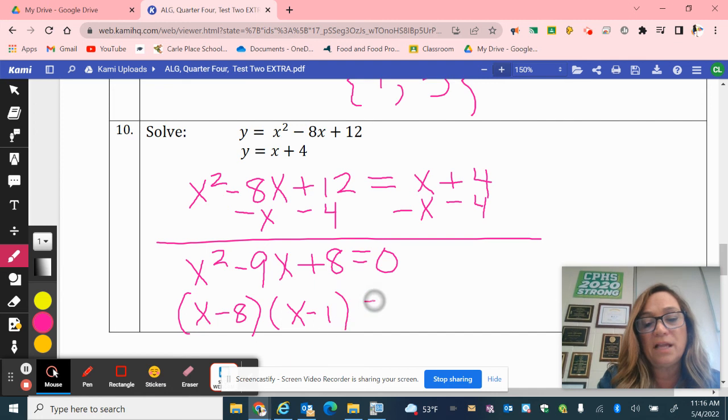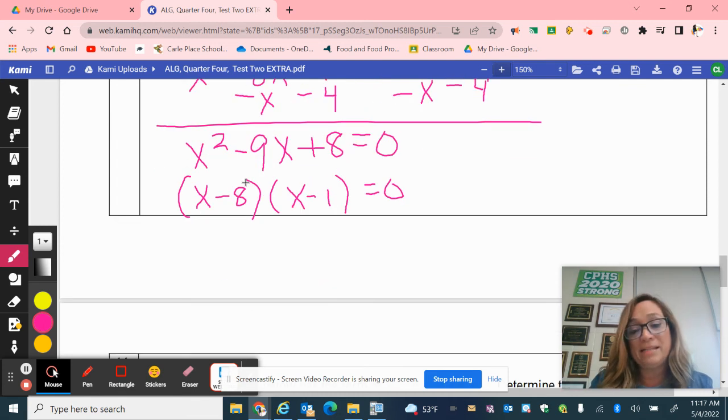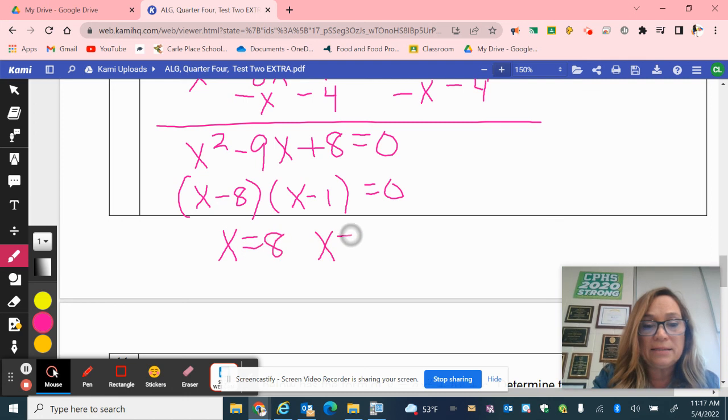So when it comes to solving a quadratic, you have 2 big choices: graphically or algebraically. And under algebraically, you can factor, you can complete the square, or you can use the quadratic formula. You pick. It doesn't matter. So you get x equals 8 and x equals 1.